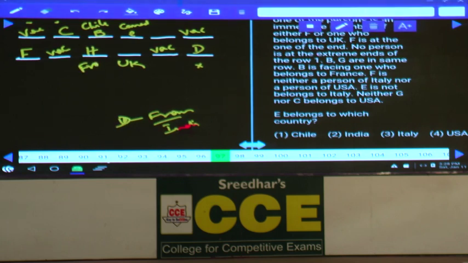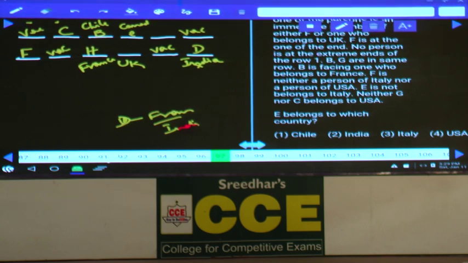France. If H is France, now this D is either India or France. France is ruled out and this person must belong to India. Done? Then who is the other person after here? B and C were done. Then E is here. E must belong to which one?